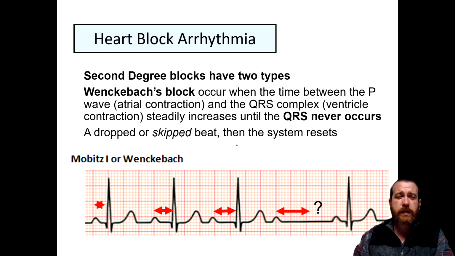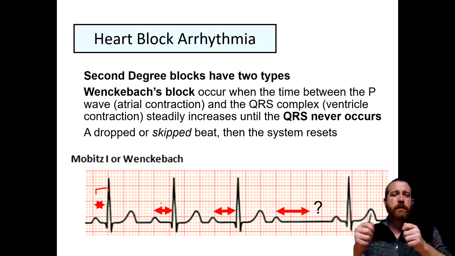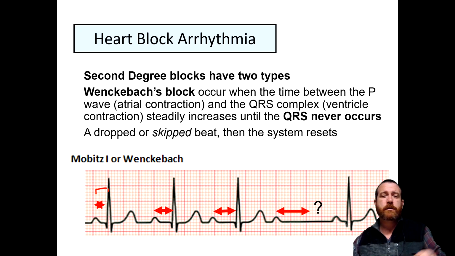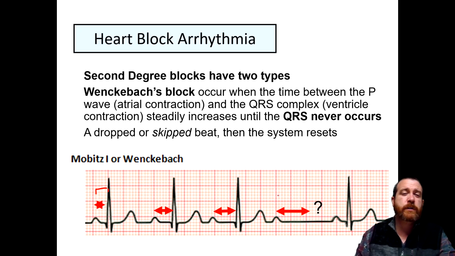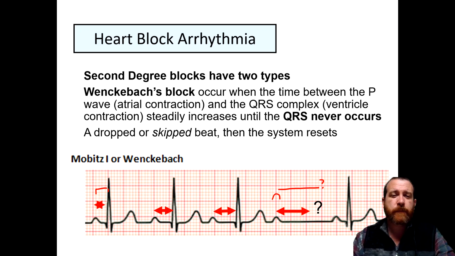A second degree heart block that's a Wenckebach is, hey, we have a normal PR interval, and then that PR interval slowly slips, right? It is getting longer and longer and longer until eventually, like what you're seeing on this third beat, we have our P wave, but then it's so long that it actually doesn't mobilize a QRS complex. So this is the idea of skipping a beat, right? Your heart skips a beat in a Wenckebach heart arrhythmia.